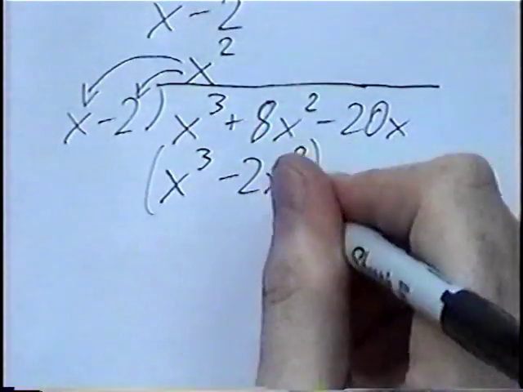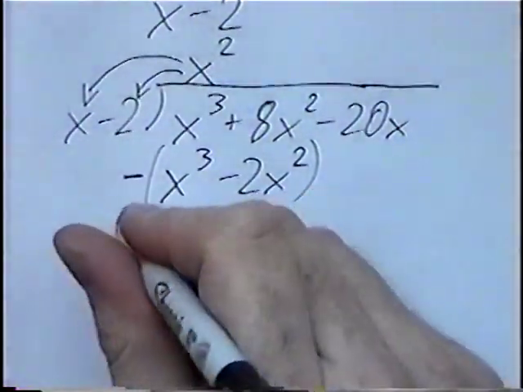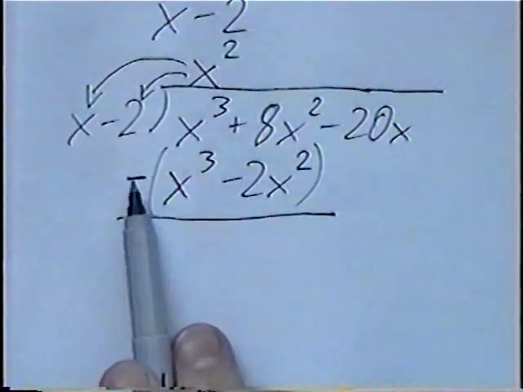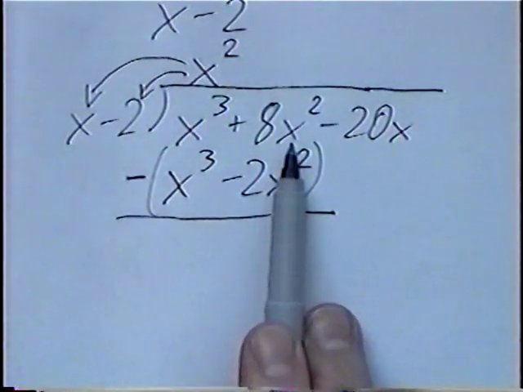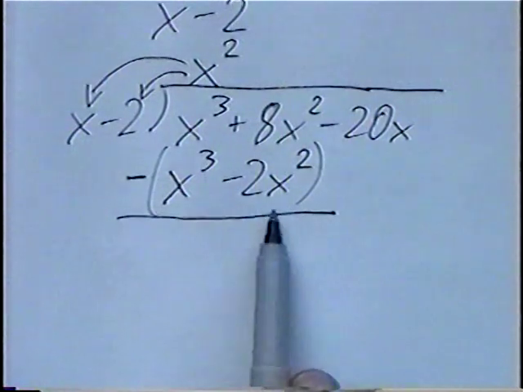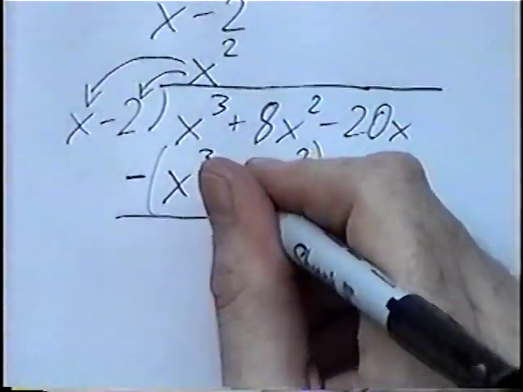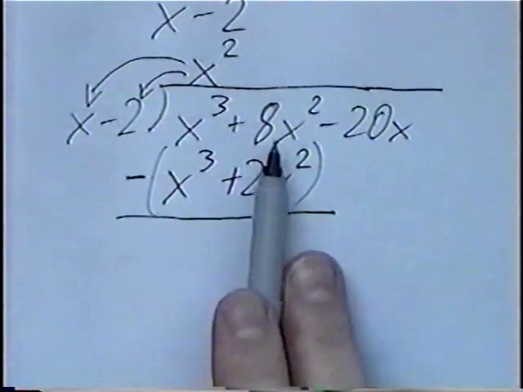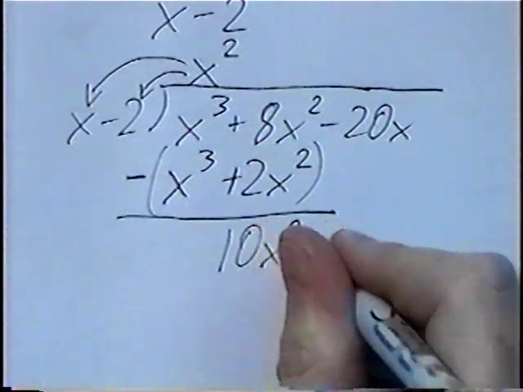From here, we'll subtract. It's a good idea to put parentheses around the term we're subtracting. X cubed minus x cubed would cancel out, and we'll have 8x squared minus a negative 2x squared. Since we're subtracting a negative, this will actually be adding 2x squared. 8x squared plus 2x squared would be 10x squared.